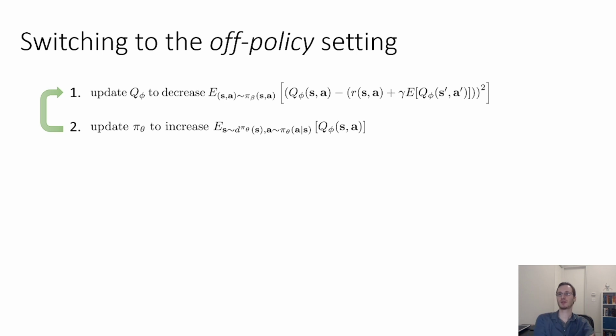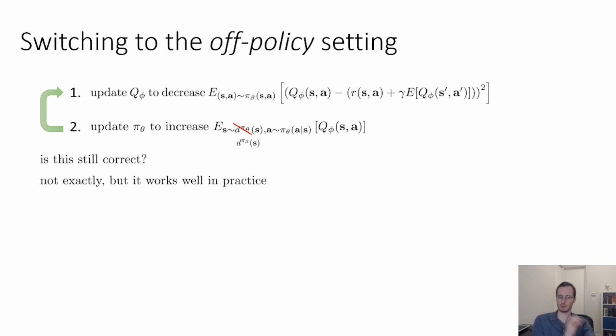So now let's talk a little bit about switching to the off-policy setting. In the off-policy setting, the update to pi theta and the update to q phi would both use data that is drawn from some other distribution, and I'm going to call that d pi beta. Is it still correct to do this? Can we just replace the distribution over states in the expectation with some totally different distribution? Is this still correct? Well, in general, not exactly. And we'll discuss this a lot more when we talk about importance sampling later.